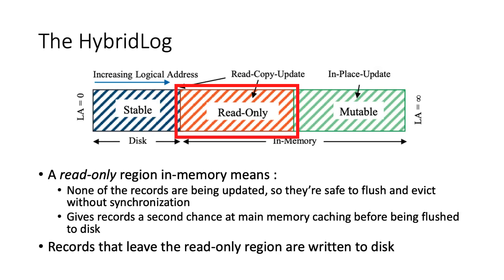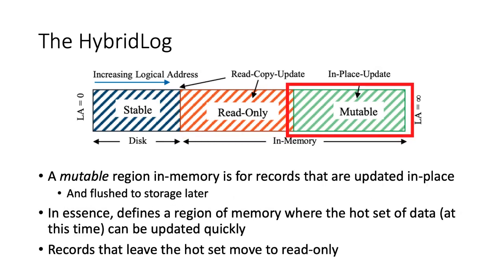So having a little read-only region like this gives us a couple of benefits. The first is that because we know the records in this region are read-only, we can be guaranteed they're safe to just flush and evict without any synchronization. So we don't need to do any extra work there. And it behaves as a sort of second chance cache in memory before we flush records to disk. So if a record is very active, we can move it back to the mutable region. And records that leave this region are just flushed to the disk.